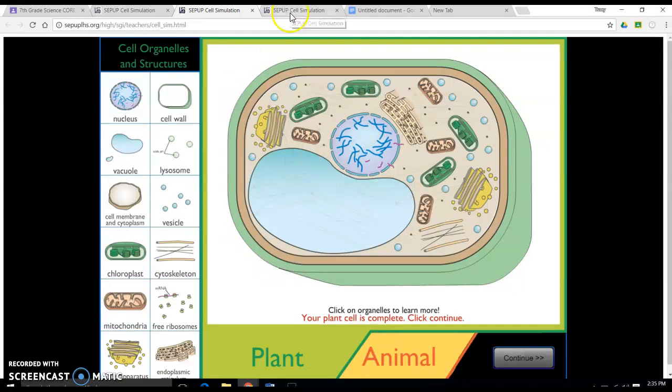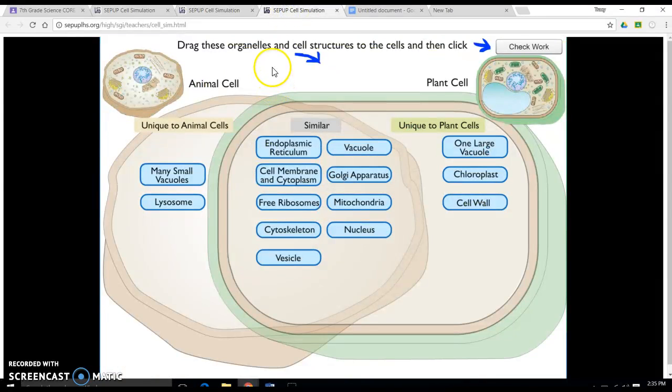And finally, you built a Venn diagram. You were asked to put down what was similar with the two cells as well as what was different between the animal cell and the plant cell.